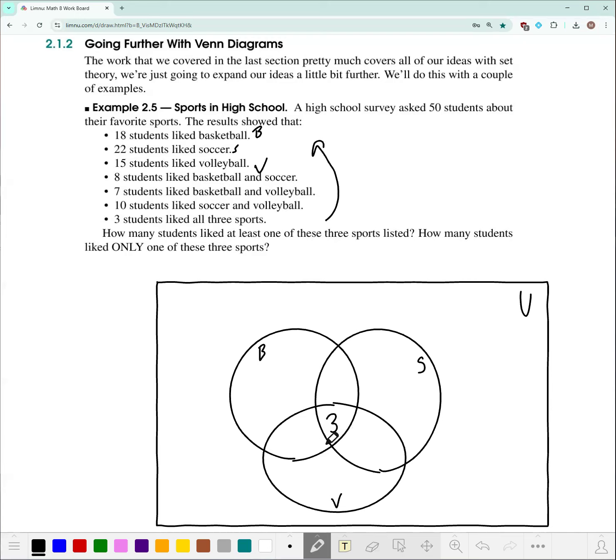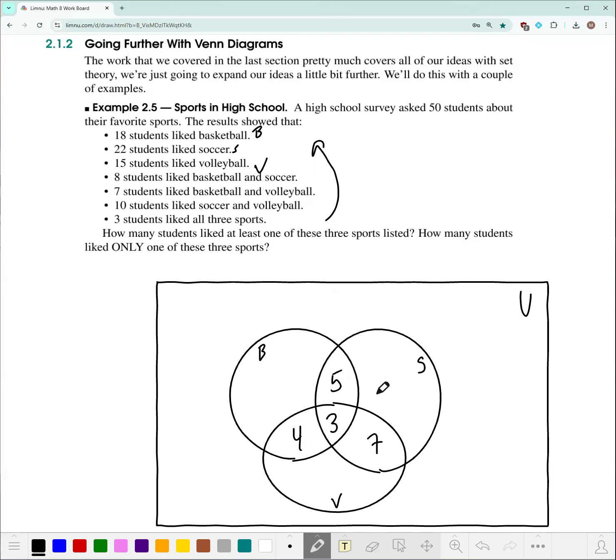So if there are 10 that are in this intersection, and I'm just going to shade this for a second, there's 10 in this intersection between soccer and volleyball. We're already counting 3 of them in that overall intersection between all 3 groups. So that means there's only 7 left right here. 7 students like basketball and volleyball. Again, 3 to get to 7, we need 4 to be here. And 8 students like basketball and soccer. So that's 3 plus 5 would give us 8. All right, awesome. So we've got that there.